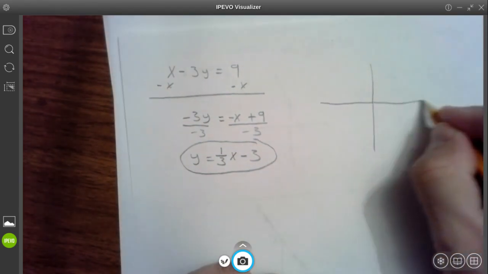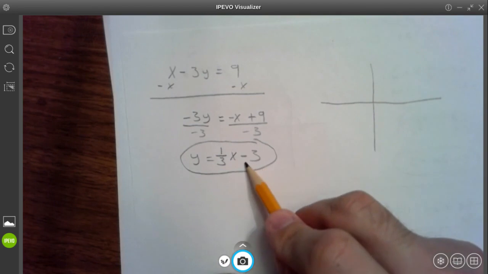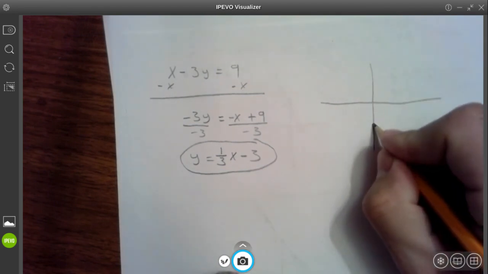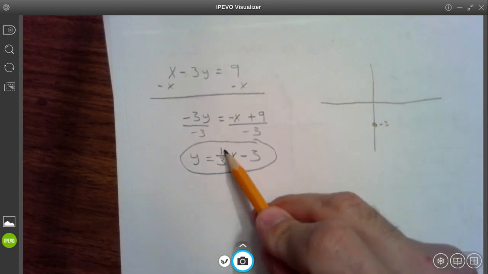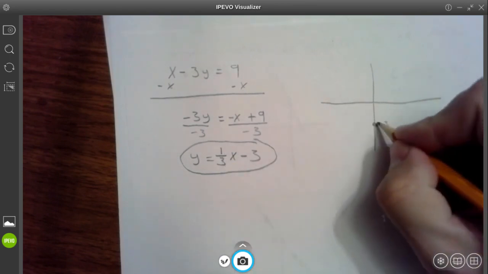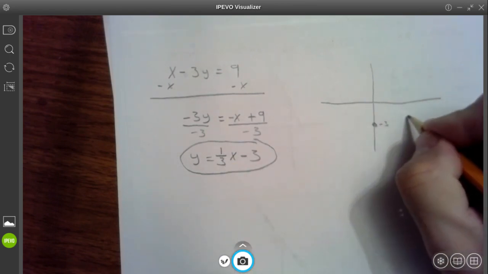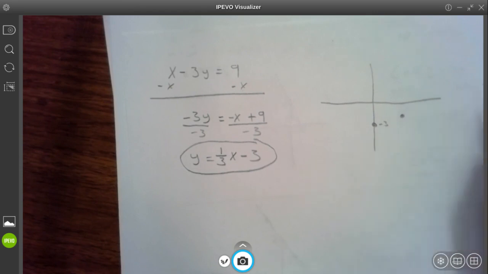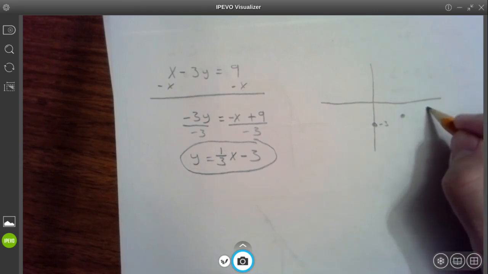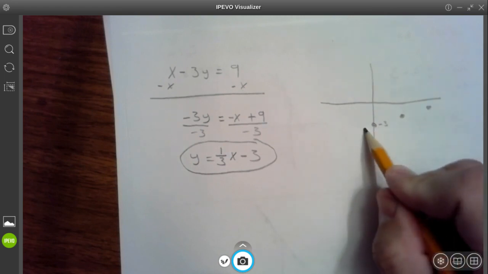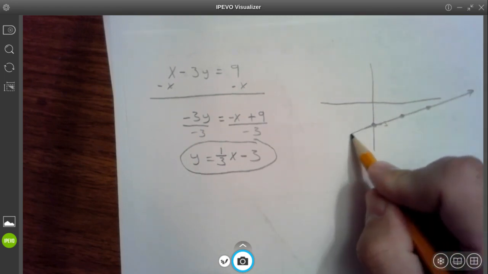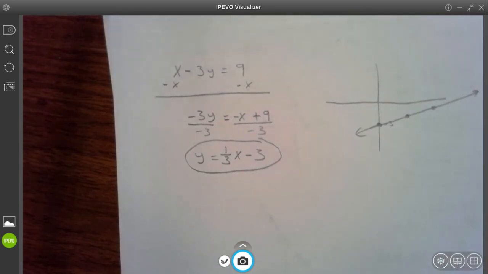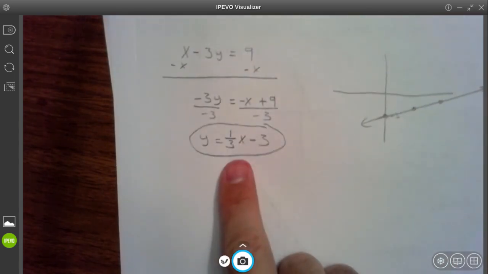All right, we'll graph it. We're going to have negative 3. That's our y-intercept. And then we're going to go up 1 over 3 for our slope. All these had positive slope, didn't they? All right, up 1 over 3 is about right there. About right there. There we go. All right, and that is how you convert something to slope-intercept form.